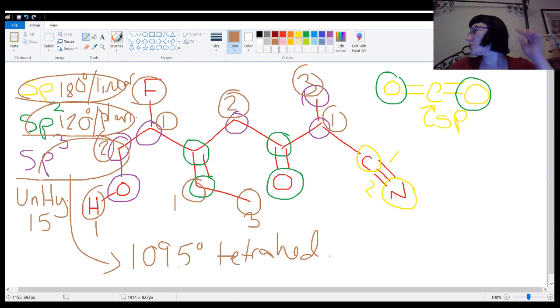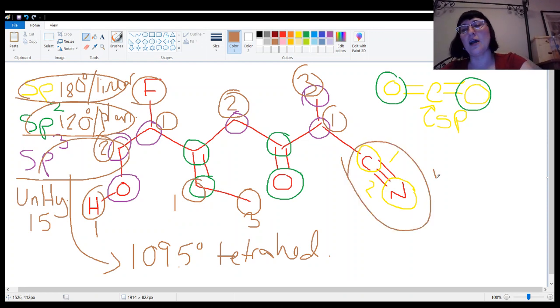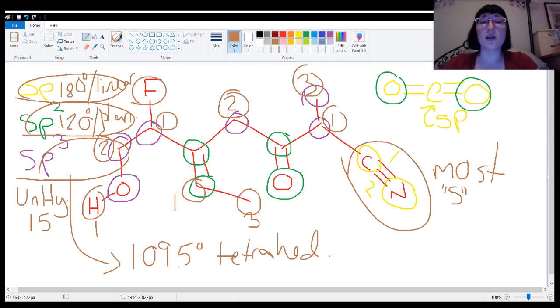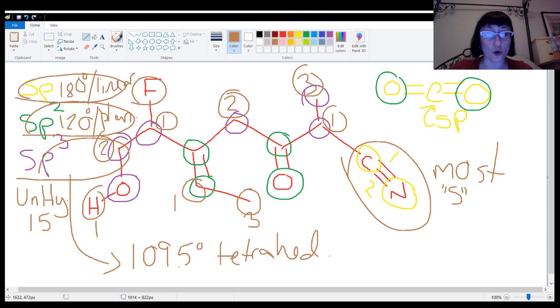Other hybridization questions? I could ask which one of these atoms has the most s character, and those would be anything that was sp hybridized. So the carbon and the nitrogen over here have the most s character. Okay. And then the least s character would be anything that had the sp3 hybridization. That would be a lot of stuff to circle.